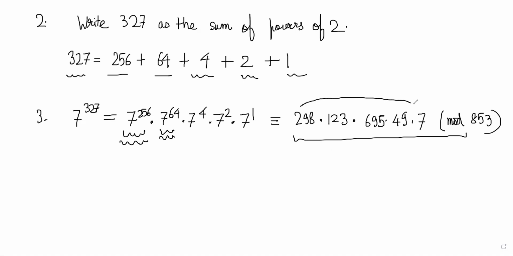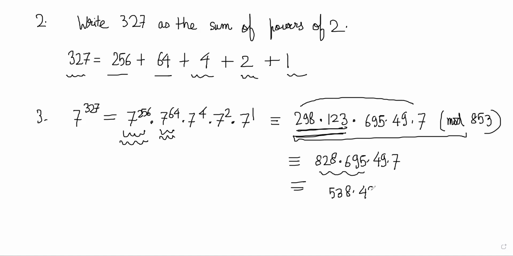You can find the overall multiplication and then take mod, or you can do it step by step. You can multiply these two and take mod 853. So that will become basically 828 times 695 times 49 times 7. And then you can multiply these two and take mod 853. That becomes 538 times 49 times 7. In the next step, multiply these two, take mod 853. It becomes 772 times 7. And finally, multiply these two and take mod 853. It becomes 286 mod 853.